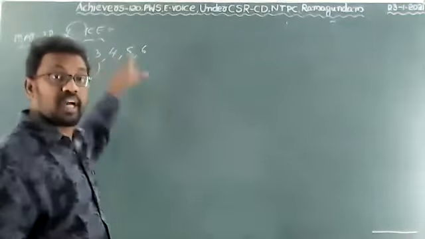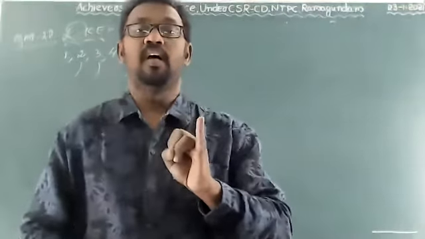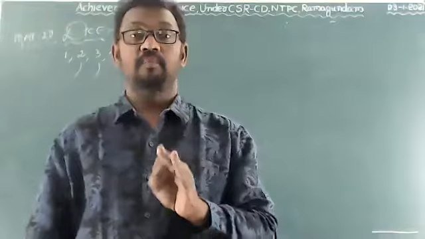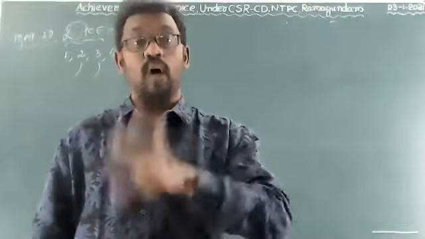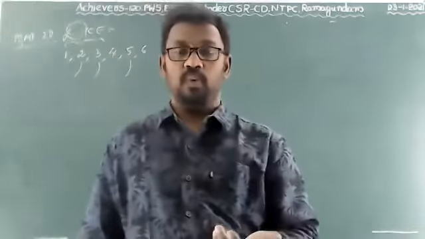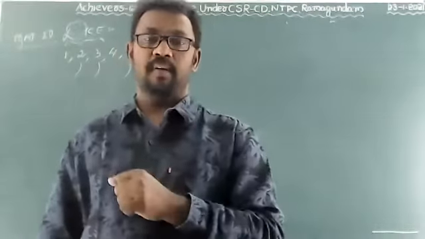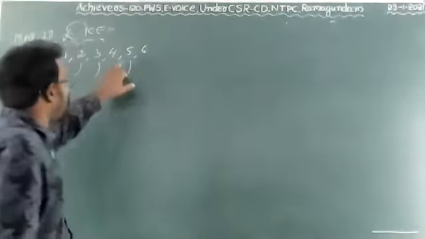For 4 we have more than 2 factors. How? 1 table: 1 four is 4. 2 twos are 4, meaning 2 table. 4 ones are 4 table. More than 2 or not? So which has more than 2 factors? If you have more factors, it is called a composite number. So 4 and 6 are called composite.